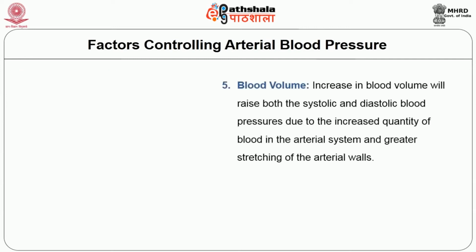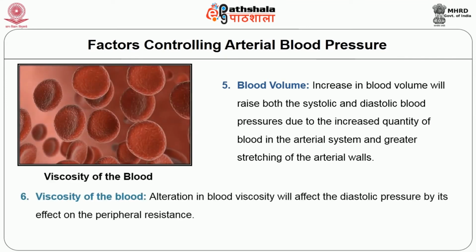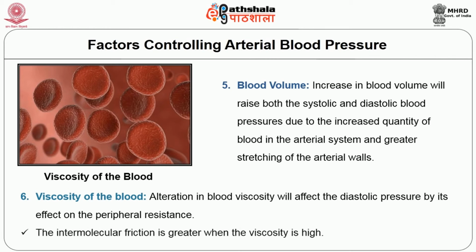Next is blood volume. Increase in blood volume will raise both the systolic and diastolic blood pressures due to the increased quantity of blood in the arterial system and greater stretching of the arterial walls. The alteration in blood viscosity will affect the diastolic pressure by its effect on peripheral resistance. The intermolecular friction is greater when viscosity is high. So here you can see the figure depicting viscosity of blood.